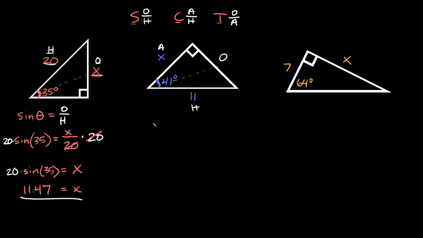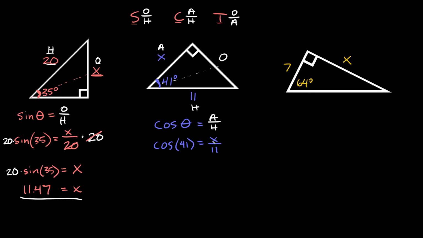So here we're going to say again, the cosine of theta is going to be equal to the adjacent side over the hypotenuse. So let's fill in what we know. So the cosine of the angle, which is 41 degrees in this case, is equal to the adjacent over the hypotenuse. So the adjacent is x, the hypotenuse is 11. So we get x over 11.